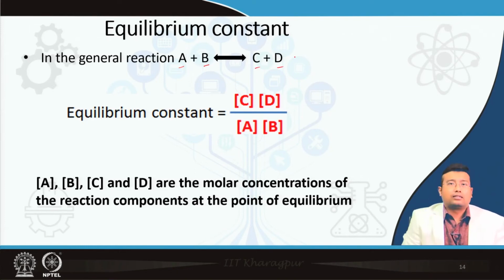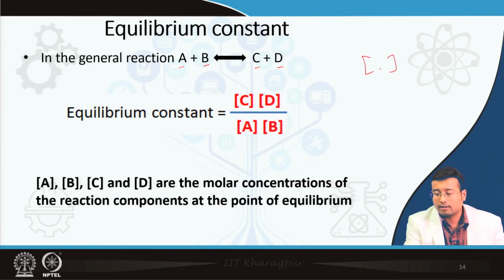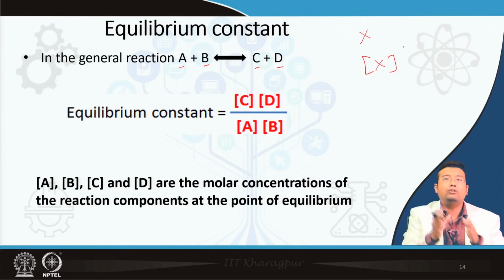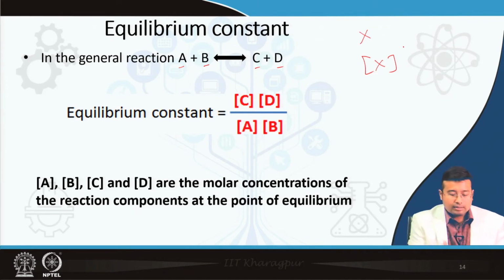The concentration of any reactant or product is denoted by a square bracket. So if I write X in square brackets, it means the concentration of X, or the amount per unit volume. So, considering the concentration of the reactant and product, the equilibrium constant is denoted by this formula.